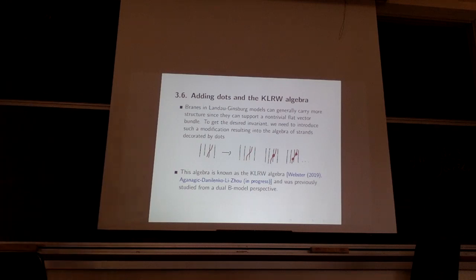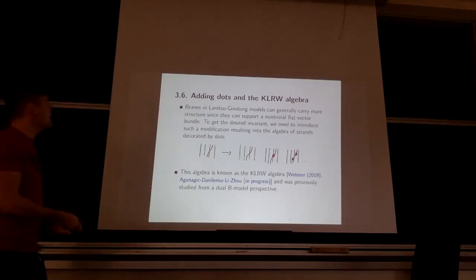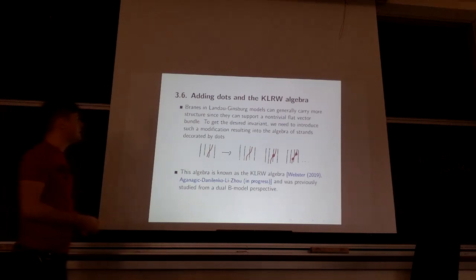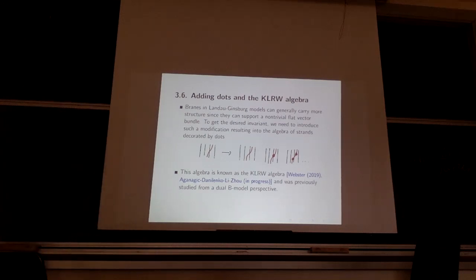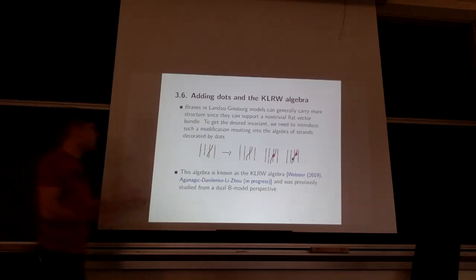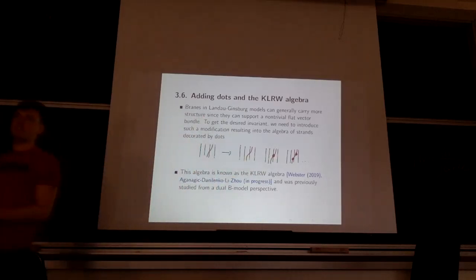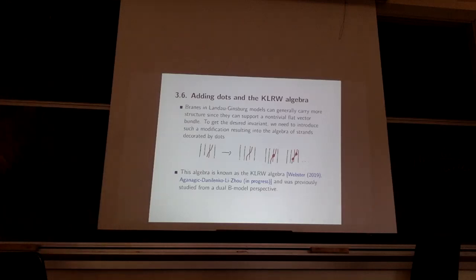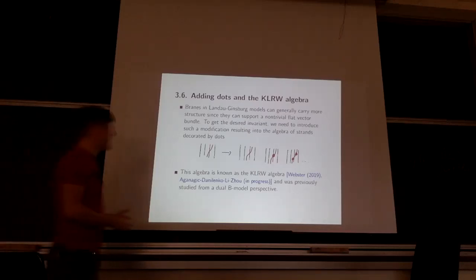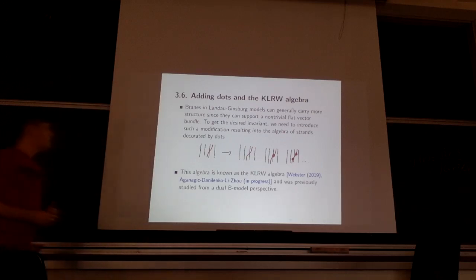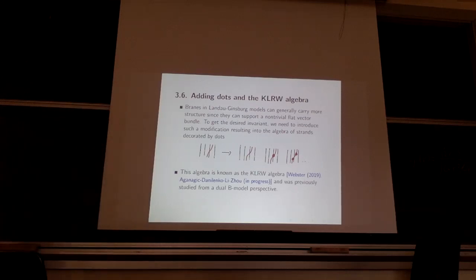So branes in a Landau-Ginzburg model generally carry more structure, and they can support a non-trivial flat vector bundle. To get the desired invariant, you actually need to introduce such a modification, resulting in an algebra of strands decorated by some extra dots. So our strand algebra is going to be generated by these strands decorated by dots. This algebra is known as the KLRW algebra.